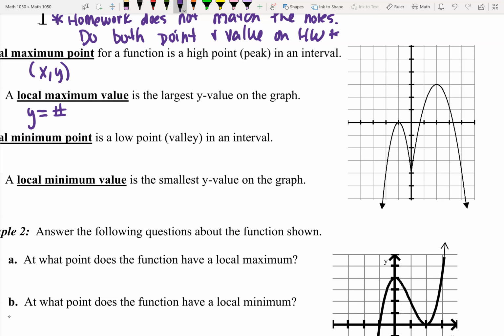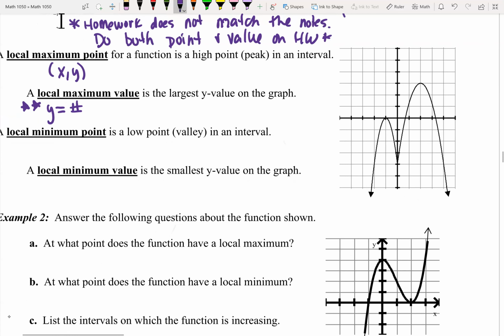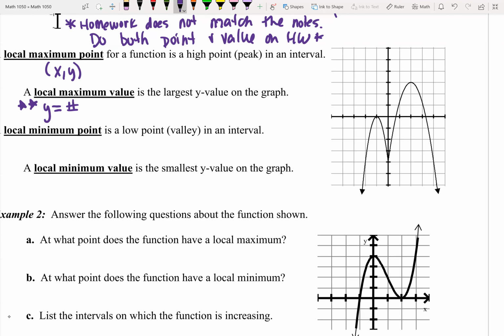Okay, and this guy right here comes up a lot on midterms and finals, and so you just have to remember point and value. What's the difference? Okay, so if you look at this graph, you've got a maximum point right there. What's that ordered pair? Well, it's -1, 0.